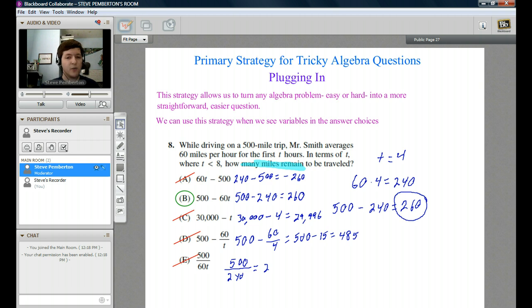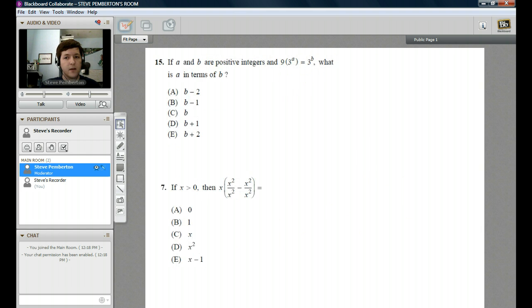But none of that required algebra. We did multiplication, we did subtraction, D had us do a little bit of division. None of that was algebraic. It was all arithmetic. And that's the value of plugging in. It can turn what would be a hard question for you into a far easier question. So it is one of our most powerful strategies for the SAT math.